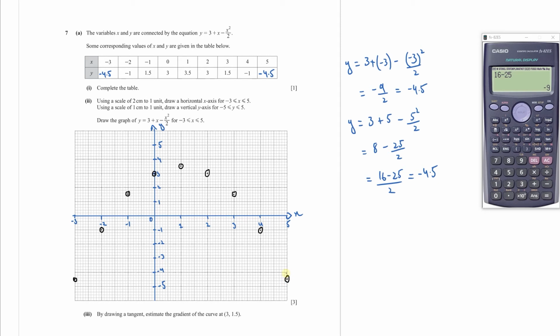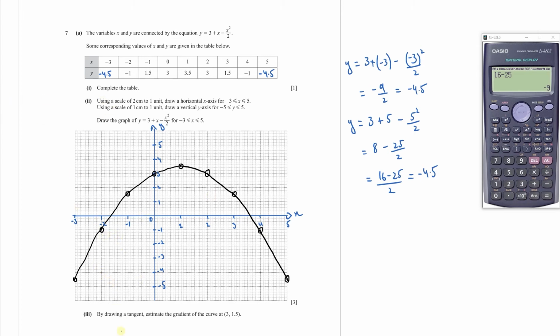And then you can draw the curve. So let's try to draw the curve here. So this will be your kind of the curve that you will draw. It's not perfect, messed up a little bit here, but you get the idea of the curve.